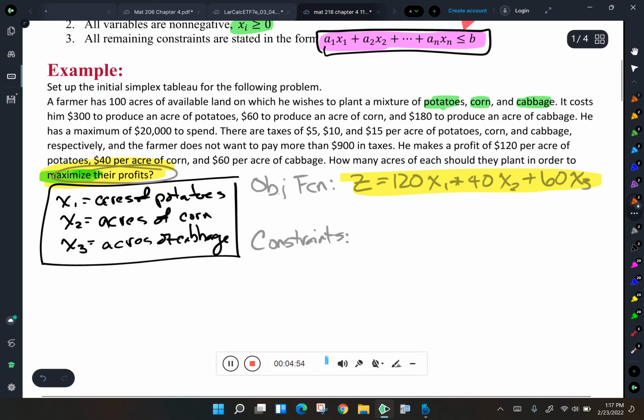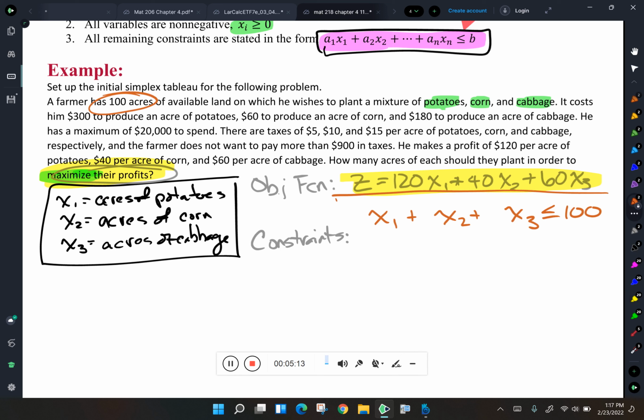Okay? Constraints. Constraints are our limiting things. Well, we only have 100 acres. So I know that however much I plant in terms of potatoes plus however much I plant in terms of corn plus however much I plant in terms of cabbage cannot exceed 100 acres. Okay. I also have a limitation on how much money I can spend to produce this stuff. It costs $300 per acre of potatoes plus, what does he got here?